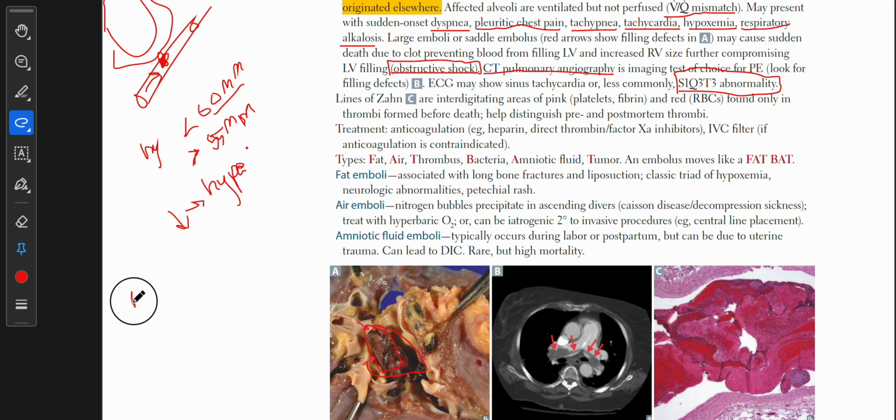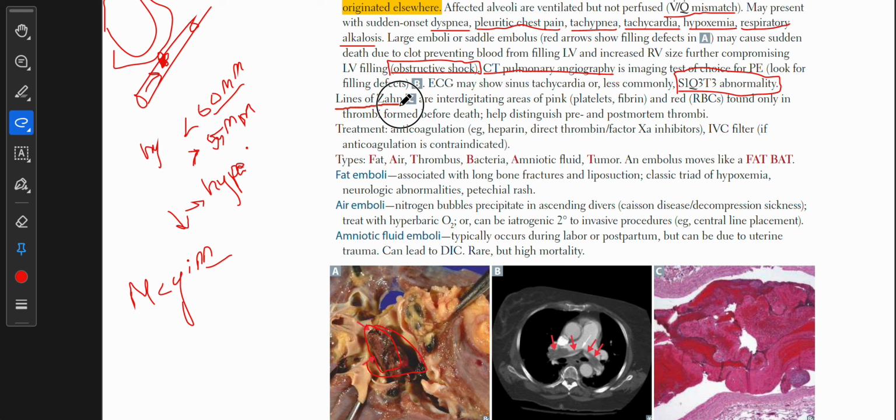So ECG, it is not always present, but this sign is present in some cases, S1Q3T3 abnormality. So it is actually the McGinn-White sign. It shows S wave depression in lead 1, and Q wave in lead 3, and T wave inversion in lead 3. So that is the McGinn-White sign. It occurs in pulmonary embolism. That is a classic feature of this disease.